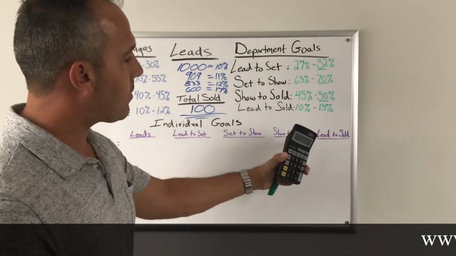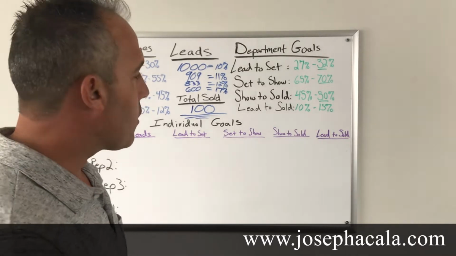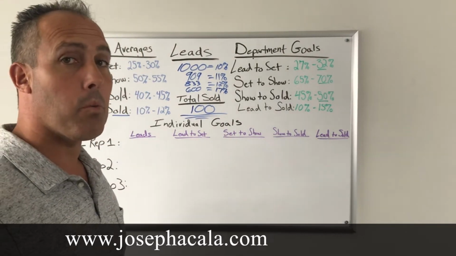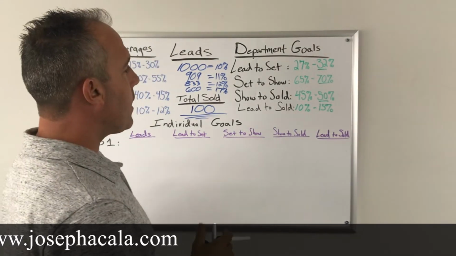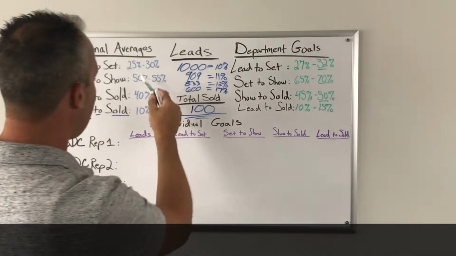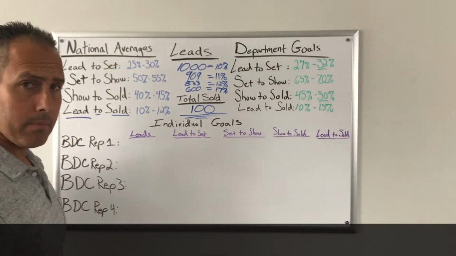Now we're going to go to this side of the board here where we look at our department goals. The department goals are based off of not just national averages, but what you're trying to accomplish. So now let's look at your department goals. Let's just say you want your department goals to be slightly higher here. And I've seen these to be a little bit more in line with what I'm seeing dealers do.